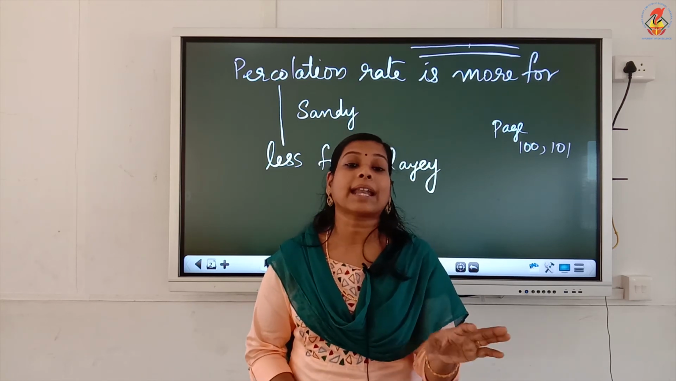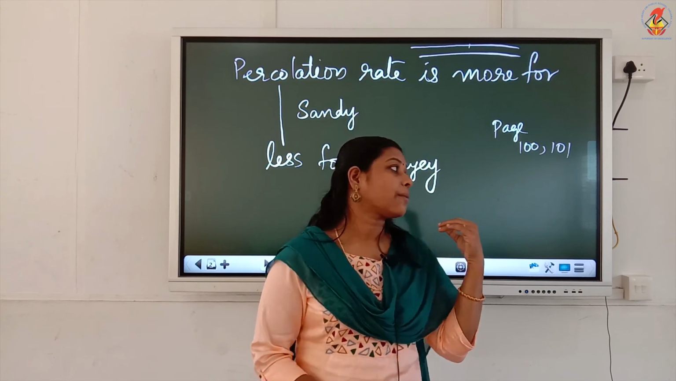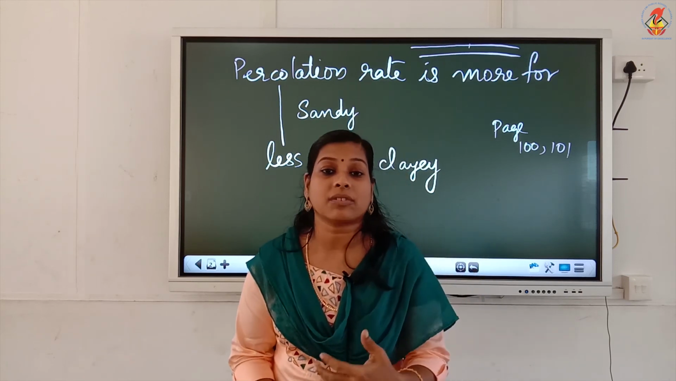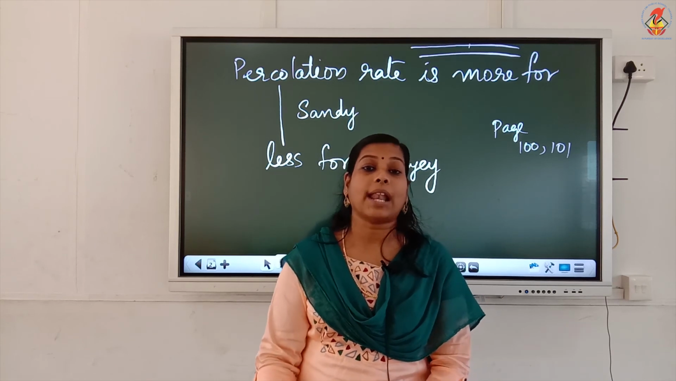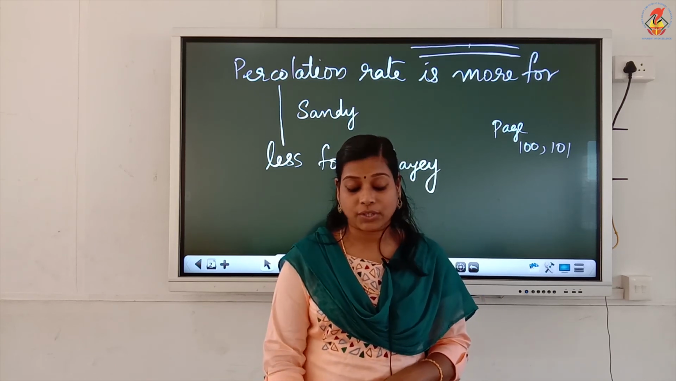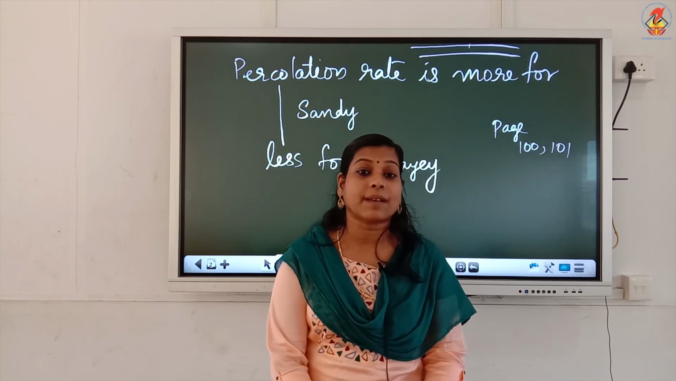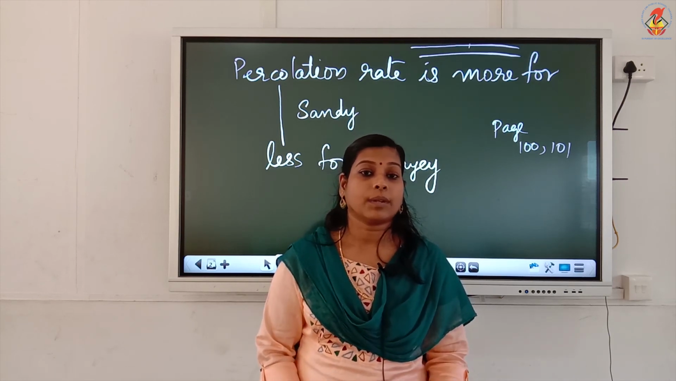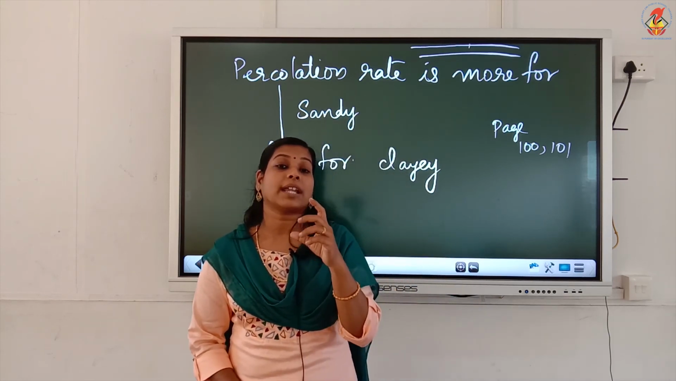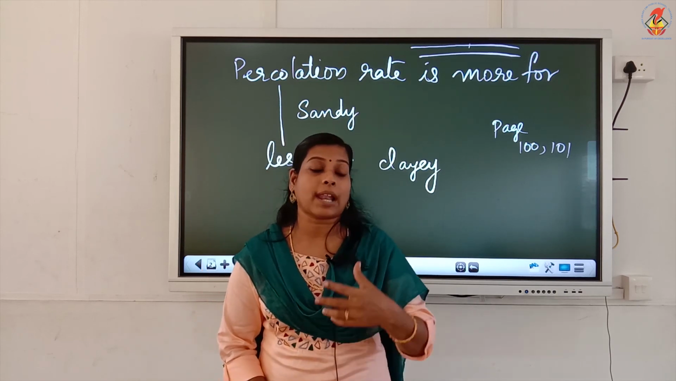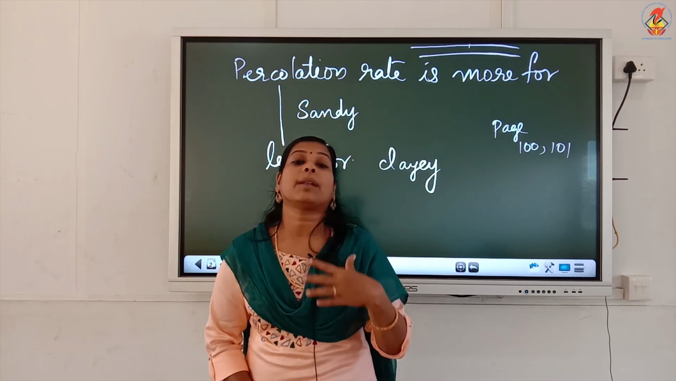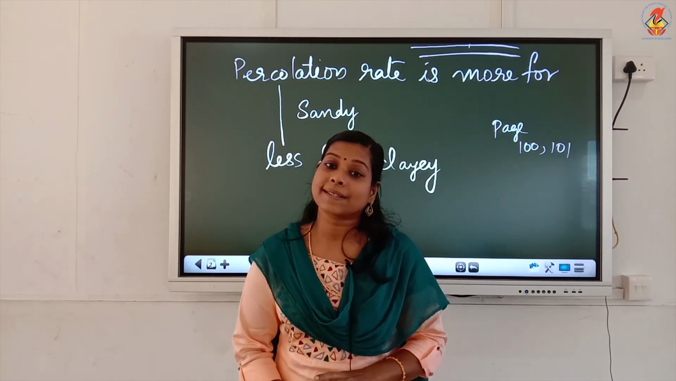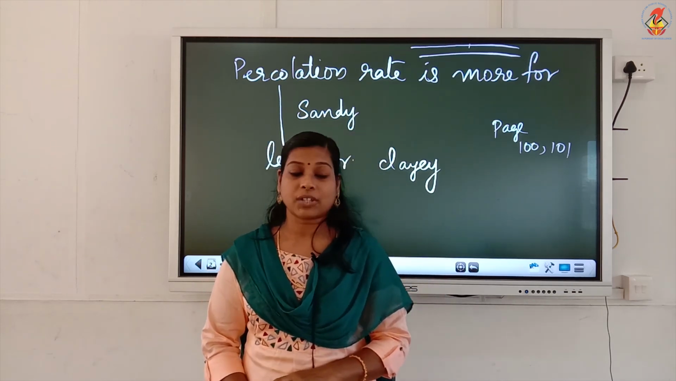There are two properties of soil. The first one, percolation rate, we have seen, and the second one is the moisture present in soil, and different quantities of moisture will be present in different types of soil. Moisture content will be more in clayey soil, less in sandy soil, and moderate in loamy soil. Hope this much is clear to you.